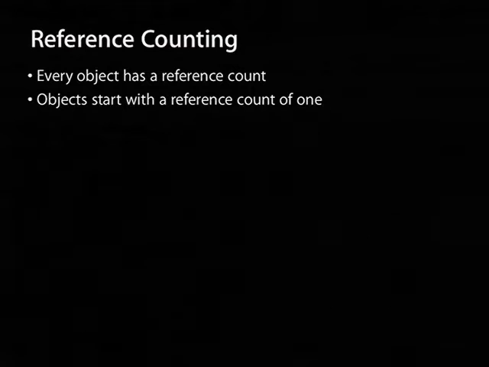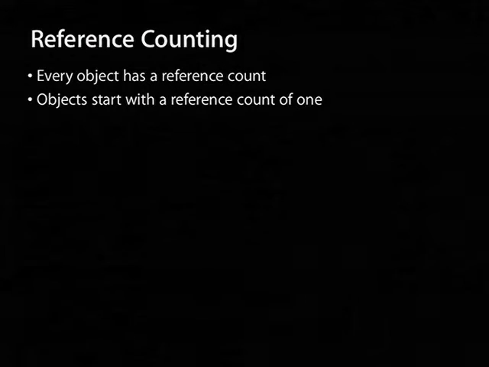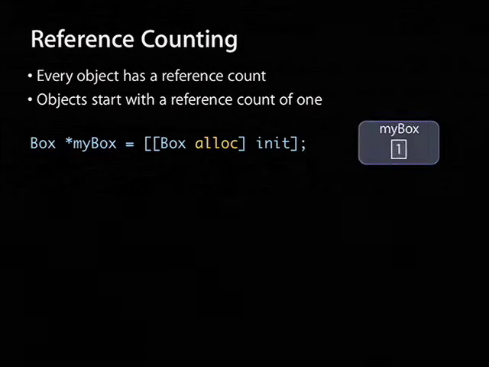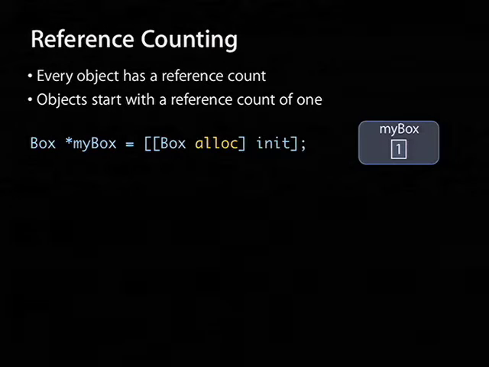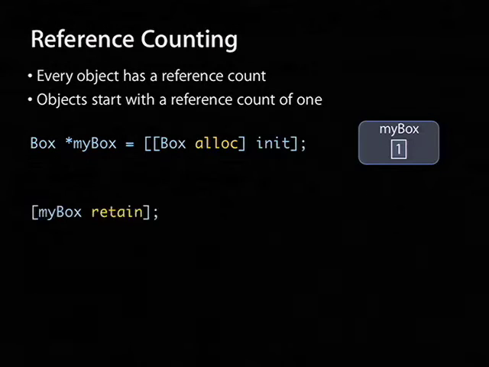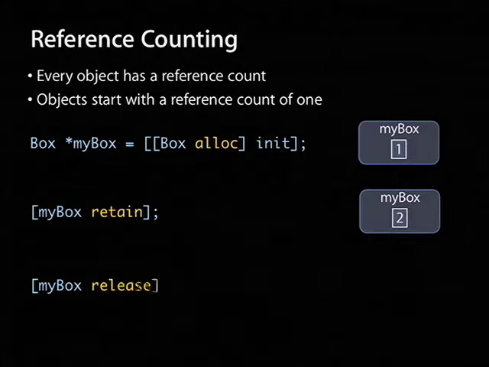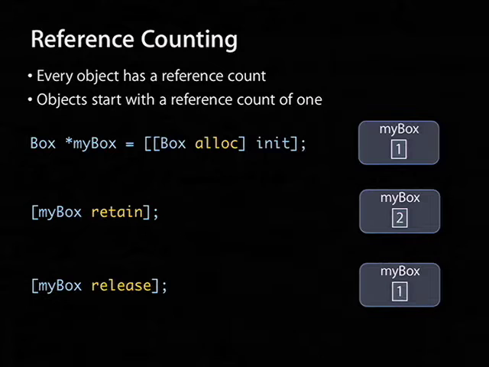So what are these rules? Well, every object has a reference count, right? And objects start with a reference count of 1. So here we have an instance of Box called myBox, and we've inited it, so we have a reference count of 1. Now, if we send it a retain message, it will up its reference count to 2. If we send it a release message, of course, the reference count will go back to 1.